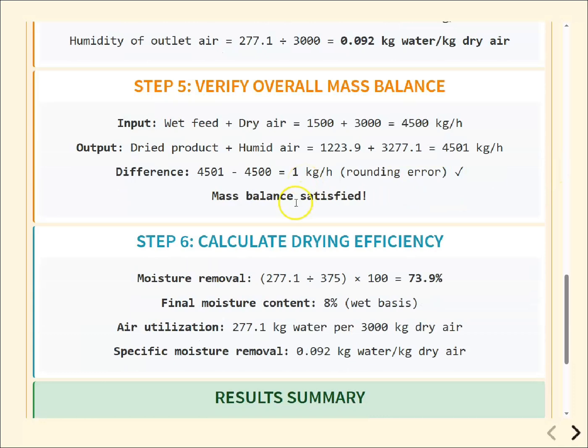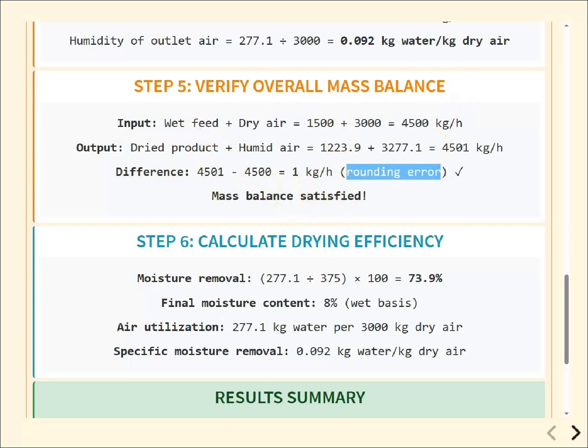Now step 5, let's verify our overall mass balance to make sure everything checks out. Input wet feed plus dry air, that is 1500 plus 3000, so 4500 kg per hour, and output dry product plus humid air, that is 1223.9 plus 3277.1, so 4501 kg per hour. So the difference is 1 kg per hour, which means rounding error. Now our mass balance is actually satisfied.